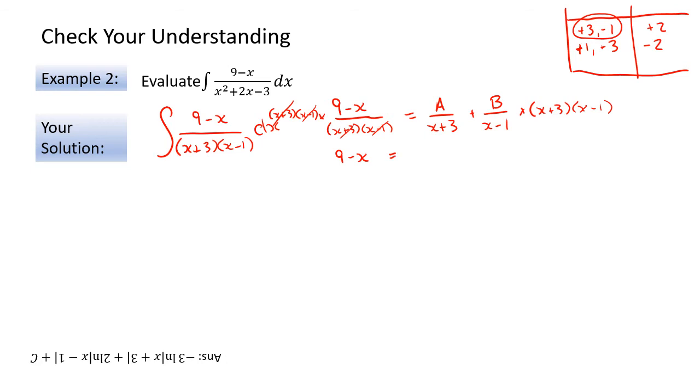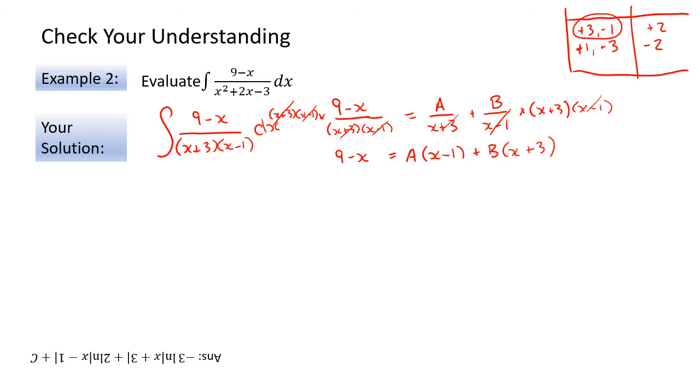On the right-hand side for a, the x plus 3's will cancel, but the x minus 1's will not. So we're left with a times x minus 1. For b, you'll see the x minus 1 will cancel, but the x plus 3 will not. So we're left with b times x plus 3.